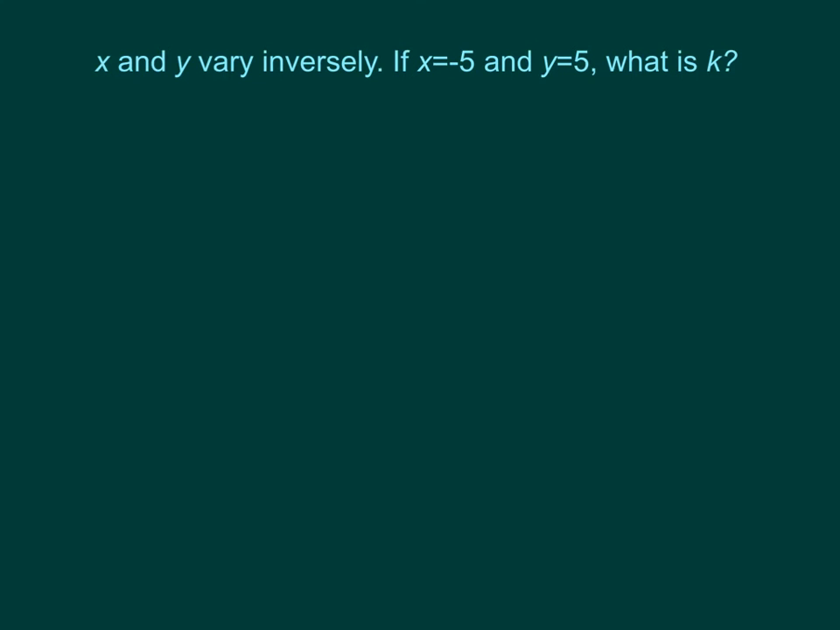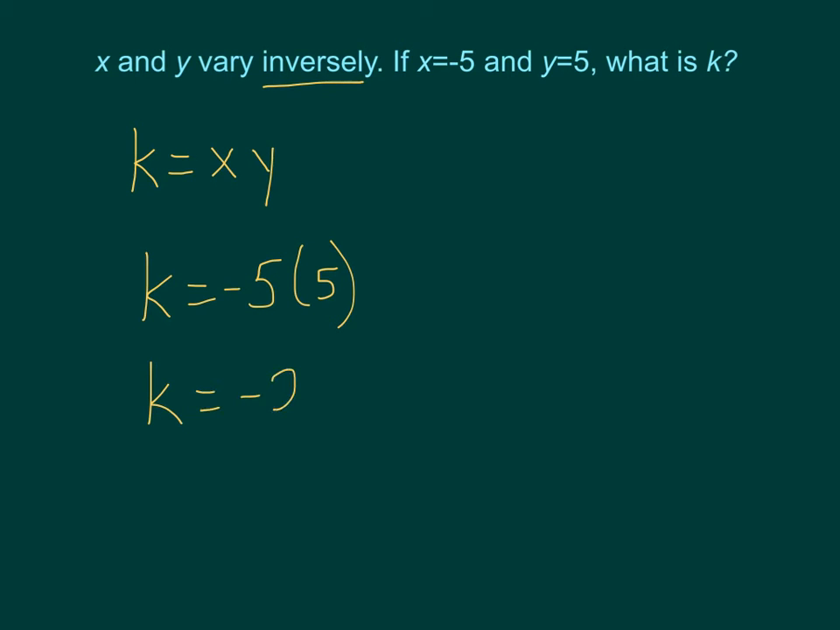Okay, now we have varies inversely instead of directly. K still represents the constant of variation, but now it's going to equal x times y. So in this case, we have our x and we have our y. So k equals x is negative 5, y is 5. Multiply them, you get negative 25. That would be your answer.